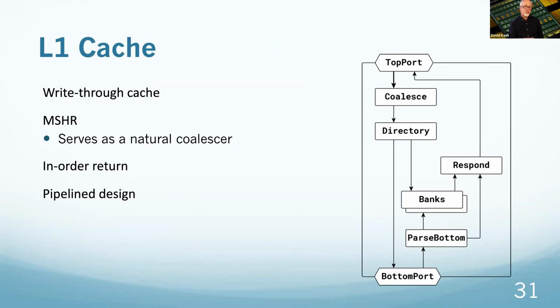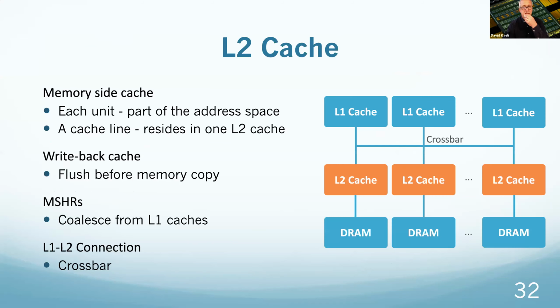For the L1 cache, it's a write-through cache. Again, MSHRs, so miss status holding registers that handle coalescing. It does an in-order return, and it has a pipeline design, as you can see here. So we have to do a level of checking, and there's things that can occur concurrently and those that have to occur sequentially.